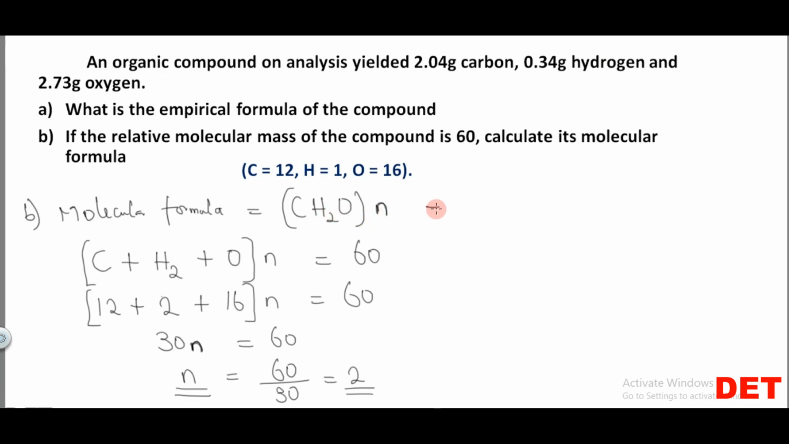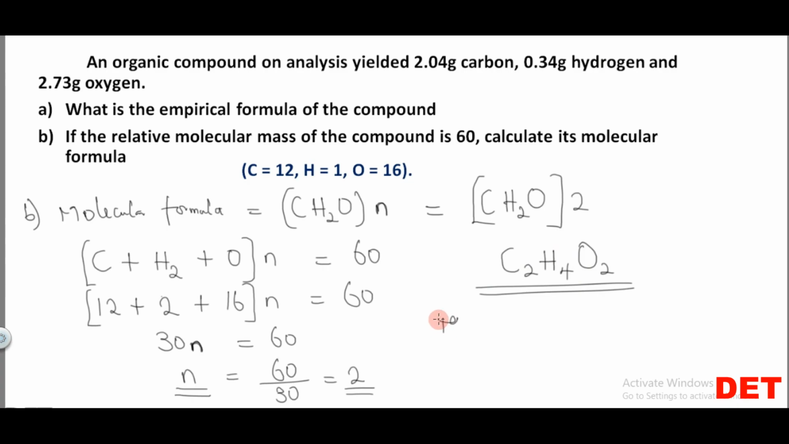So this will be equal to (CH2O) times N. I've calculated N to be 2, so I'm going to put the value of 2 here. 2 times C will give me C2. 2 times H2 will give me H4, because 2 times 2 gives 4. And 2 times O will give me O2. This is the molecular formula of this compound.